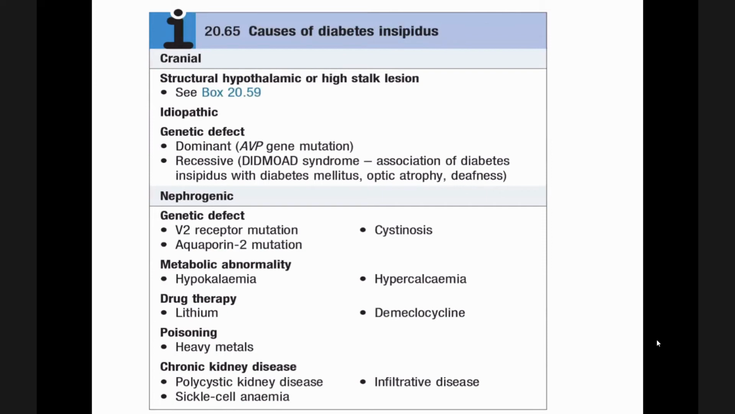So genetic defects, nephrogenic, like genetic defects in V2 receptors and aquaporin receptors, and metabolic abnormality like hypokalemia, hypercalcemia, drug therapy, lithium, demeclocycline, poisoning, heavy metals, chronic kidney disease, like sickle cell anemia, inflammatory disease. These all cause diabetes insipidus.